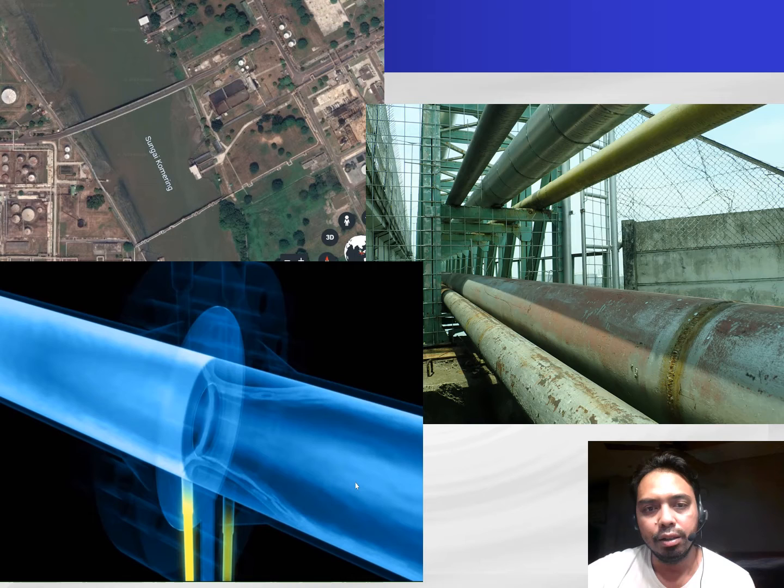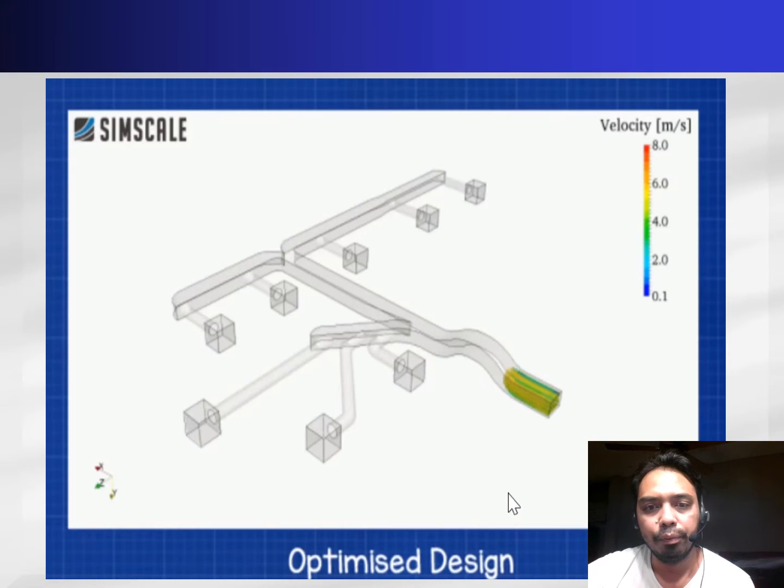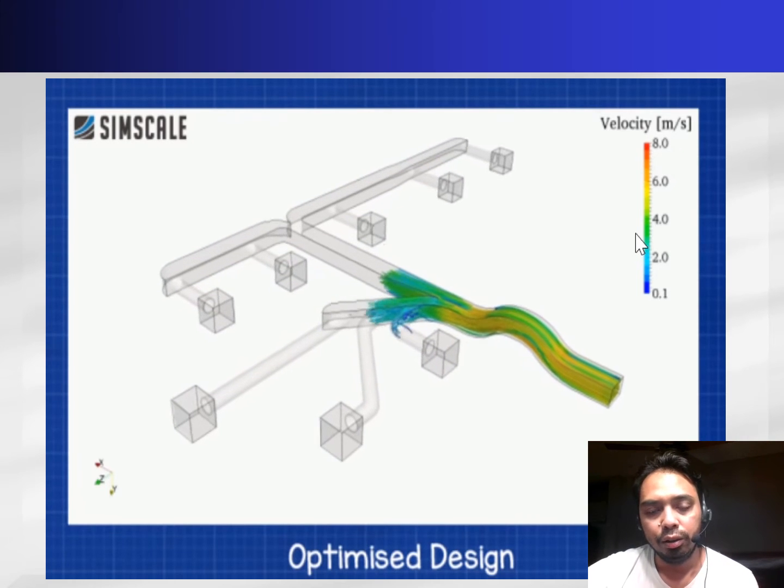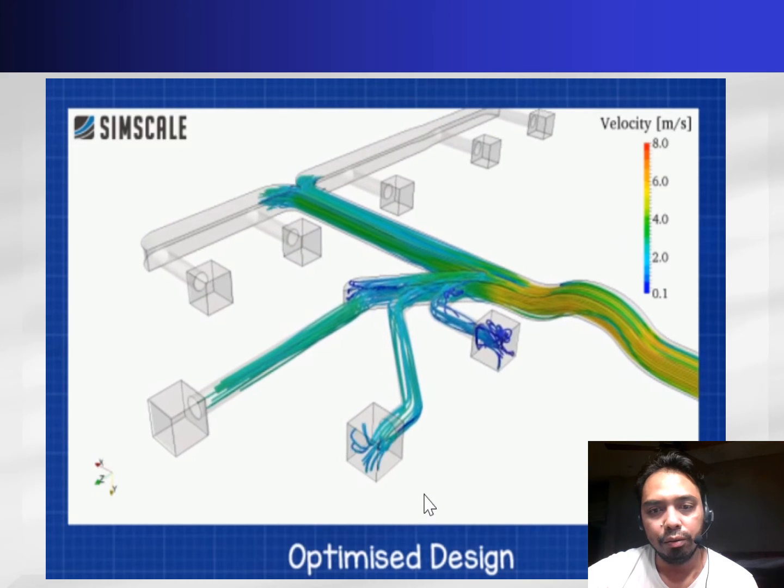Another application is for non-circular pipe, or we call it ducting, an example of which is the application in the central air conditioning system, where you have cold air flowing through the ducting to each of the rooms.